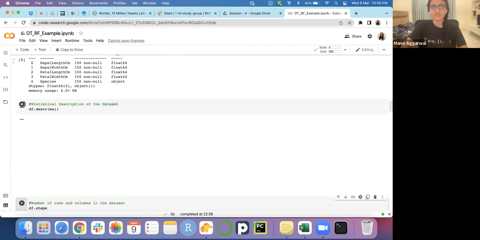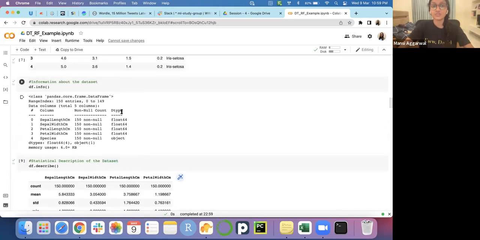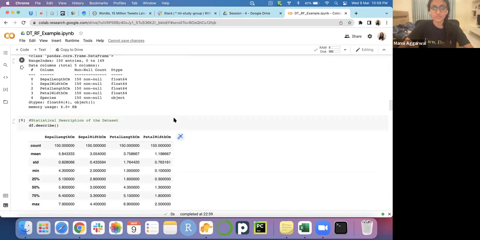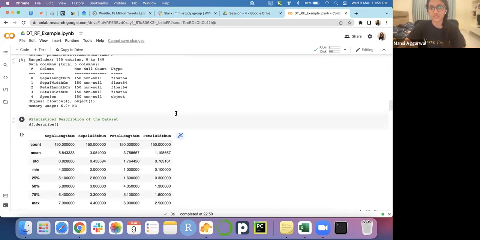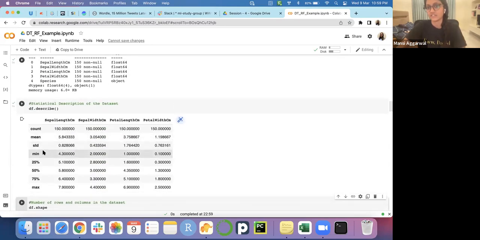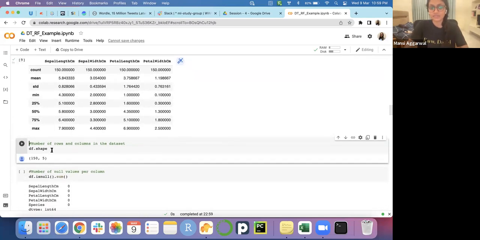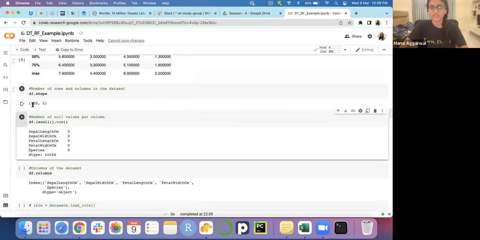Describe will give us some basic statistical descriptions of the data set. So you will see that we have 5 columns, but we have only 4 in describe. That's because the last one is categorical and we cannot calculate the mean, standard deviation, etc. of categorical features. So this will give you the count, mean, standard deviation, minimum, maximum, and the quantiles of the data set. Shape will give you the shape of the data set, that is 150 rows and 5 columns.